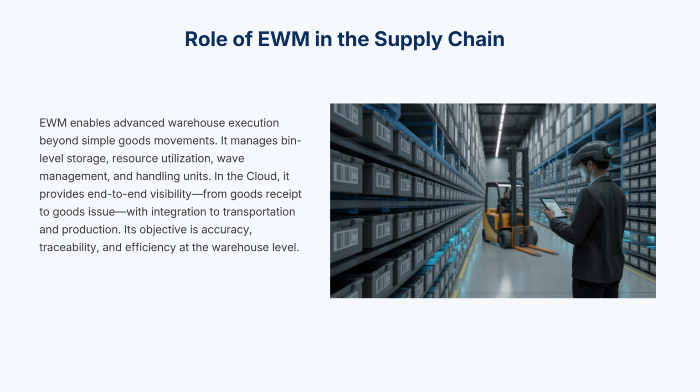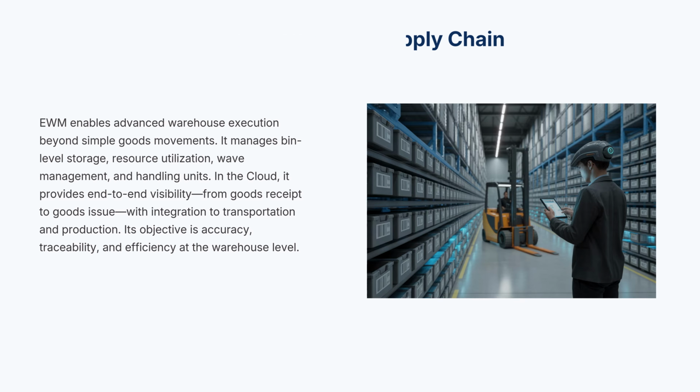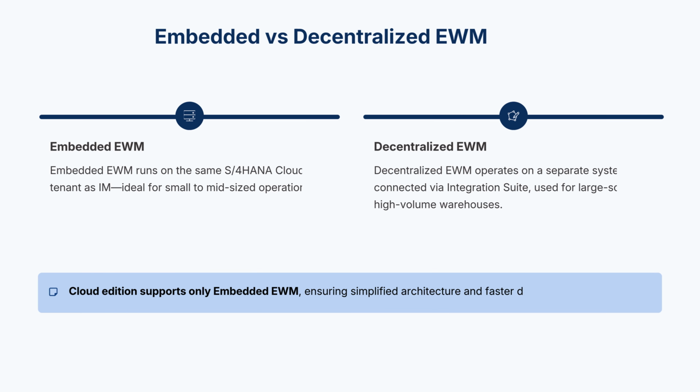Role of EWM in the supply chain: EWM extends beyond simple goods movement postings. It manages the physical layout of the warehouse, labor resources, handling units, and complex activities like wave picking. For planners and supervisors, it provides real-time visibility of every bin, pallet, and carton, enabling precision control and reduced dwell time.